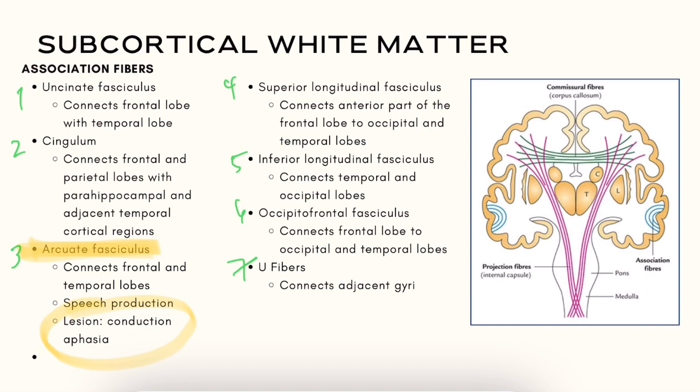Alright? And then we have our superior longitudinal fasciculus. This connects the anterior part of the frontal lobe to the occipital and temporal lobes. We have our inferior longitudinal fasciculus, which connects the temporal and occipital lobes, and our occipitofrontal fasciculus that connects the frontal lobe to the occipital and temporal lobes, and finally your U fibers that would connect your adjacent gyri. Okay, so it's quite a lot of connections because these are our association fibers. This runs within the same hemisphere.